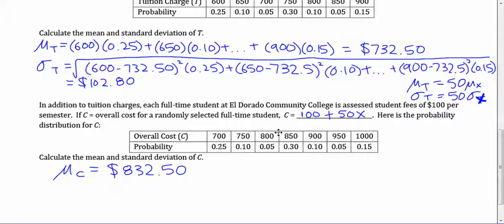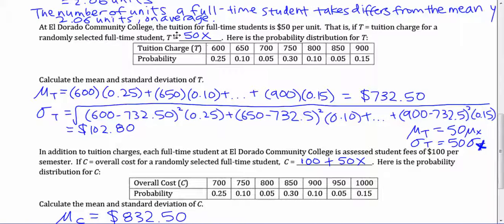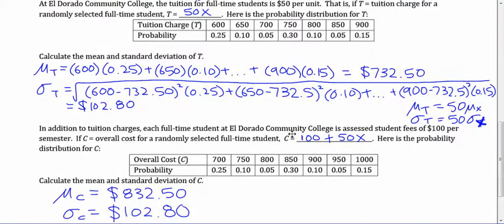And again, if I do that for the standard deviation, I put these in my calculator and I calculate the standard deviation, I'm going to get that the standard deviation of the total cost is going to be $102.80. And this actually makes total sense. What I did is I took this distribution here and shifted it to the right by 100 units. It did not increase in variability. It did not decrease in variability. It's not becoming more or less variable. So it makes sense that the standard deviation is not going to change.